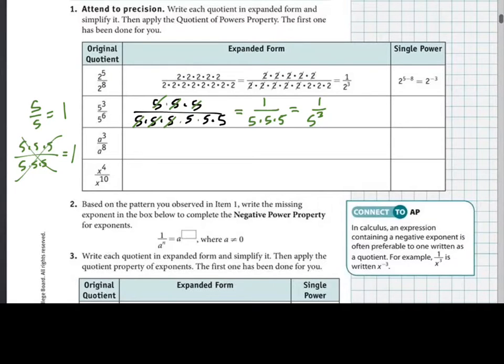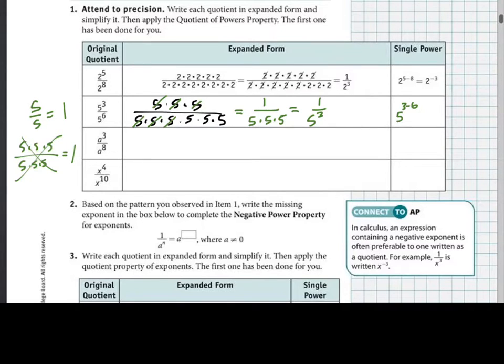Now, but yesterday, remember we found other shortcuts? You guys remember the shortcuts yesterday? What do you do with exponents when you divide? You subtract them. Okay, so if we use that shortcut, we would say this is 5 to the 3 minus 6, right? Because we go top minus the bottom.